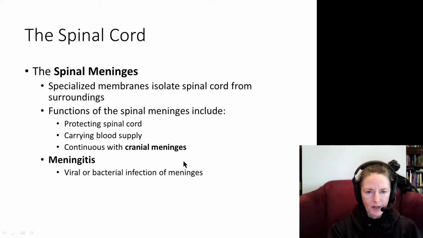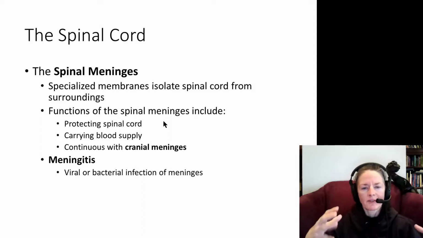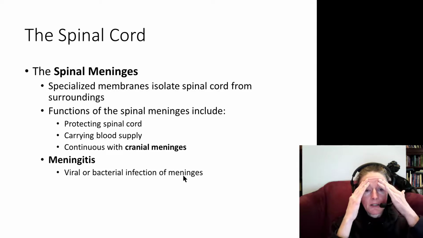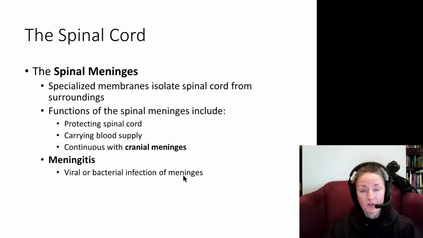All right, so as we've said, the spinal meninges are going to protect the spinal cord. They're going to do two things. One, we're going to have our blood supply. We're going to have blood vessels flowing through the spinal meninges, and we're going to have that shock absorption, that same shock absorption that we saw in the brain. Anytime we get an infection of the meninges, it's called meningitis. We have an inflammation there. You can have spinal meningitis or cerebral meningitis. It just depends on what part of the meninges get infected.